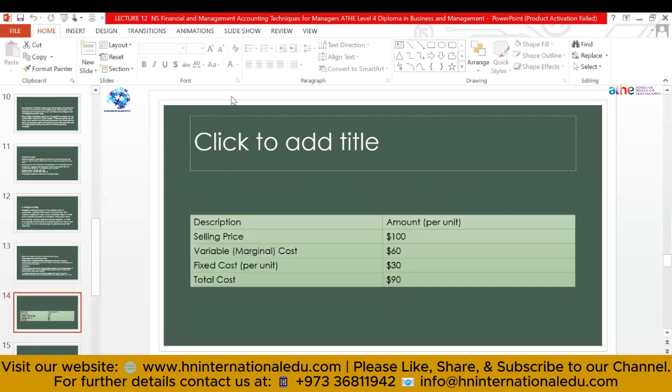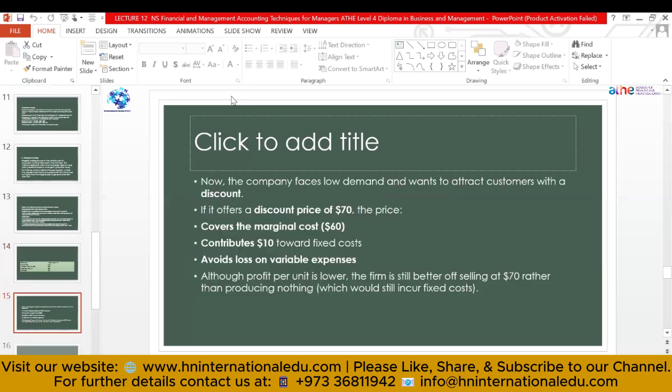Just an example. Selling price $100, variable cost $60, fixed cost $30, total cost $90. Now the company faces low demand and wants to attract consumers with a discount, because they were not having nice demand at all. So if it offers a discount price of $70, what will be the scenario? It covers the marginal cost, which was $60, contributes $10 towards the fixed cost, and avoids the loss on the variable expenses during the slowest seasons.